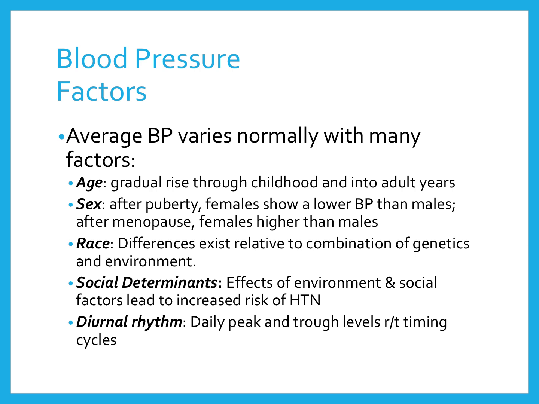Race makes a difference in blood pressure readings. We have genetics and environment to consider. For example, African Americans are more predisposed to hypertension due to the genetic component. Social determinants are effects of the environment and social factors that lead to an increased risk of hypertension. That's your lifestyle things that increase your risk.